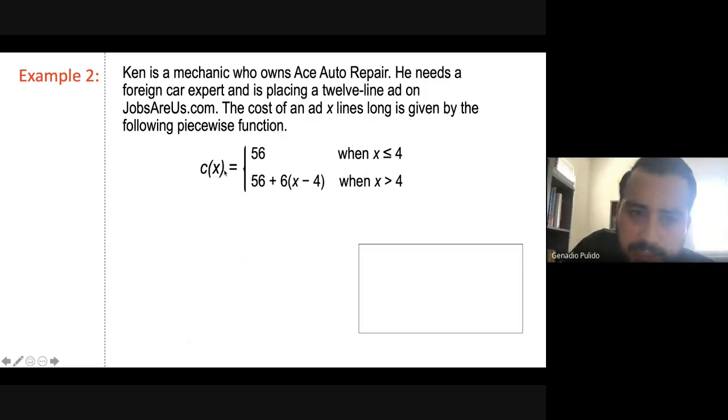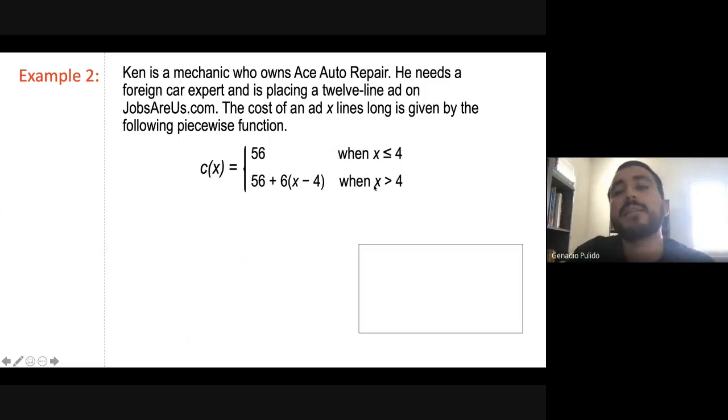Well, C of X equals 56. That means that the cost of an ad is $56 when X is less than or equal to 4. Now keep in mind that X is how many lines long it is, right? So we will pay 56 up to 4 lines. If I have 3 lines, I'm still going to pay $56. If my ad is 2 lines, I'm still going to pay $56, right? That's why it says when X is less than or equal to 4.